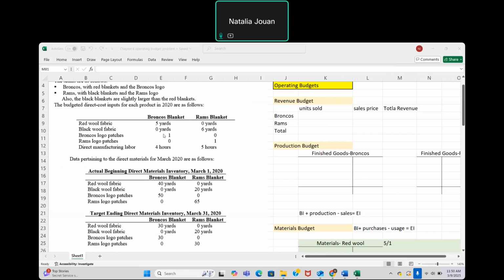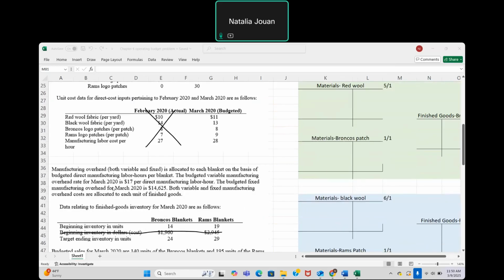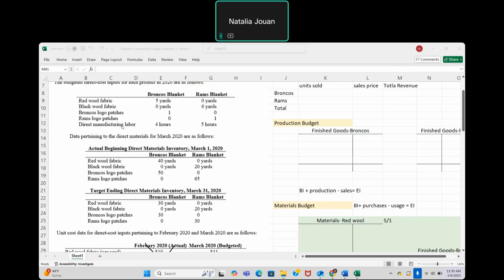So for materials, the input is yards of fabric and patches. We have a logo patch. So we have 2 types of materials that we're going to be looking into. And then we have labor, where the input is labor hours. And then for overhead, we need to scroll down a little bit more and figure out what the overhead is. Okay, so manufacturing overhead is allocated to each blanket on the basis of labor hours. So the input will be the same as labor, because they're both driven by labor hours. The more labor hours you work, the more cost you're going to incur, for both of those.